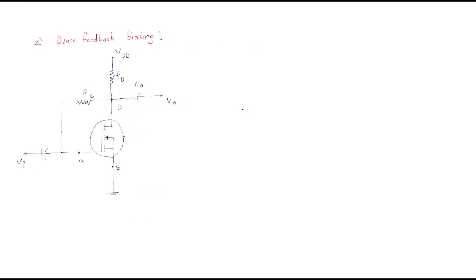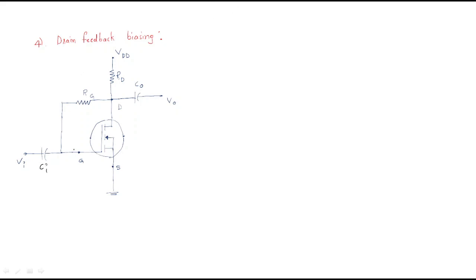Next technique, the drain feedback biasing technique. Look here, same thing. The drain has a resistance, the source doesn't have any resistance. From the drain we are connecting a resistor RG. That's why it is called drain feedback, because from the drain terminal we are connecting the feedback resistance. Same input capacitance as well as output capacitance. So this is the output. We will analyze it.